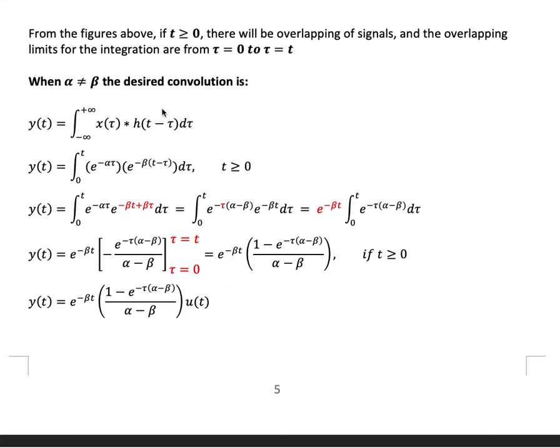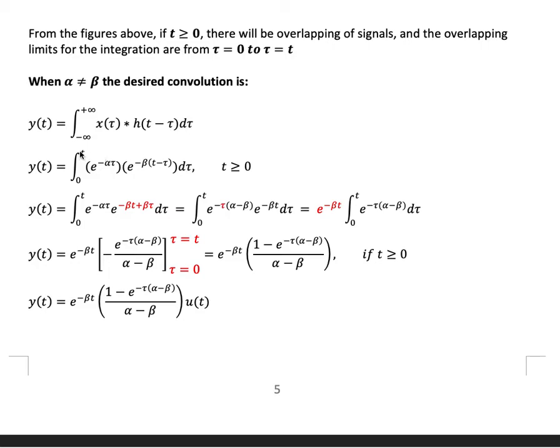So the desired convolution, by applying the relation shown before, is this one here. The first step is just to replace each signal that we're given. So x of tau is going to be e to the minus alpha tau, and h of t minus tau is going to be e to the minus beta times t minus tau, all with respect to d tau. So this integral is going to be with respect to tau.